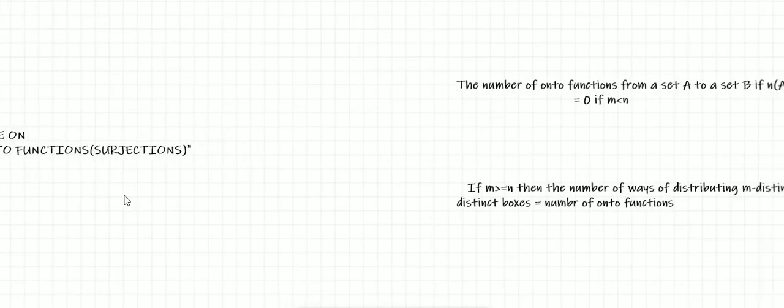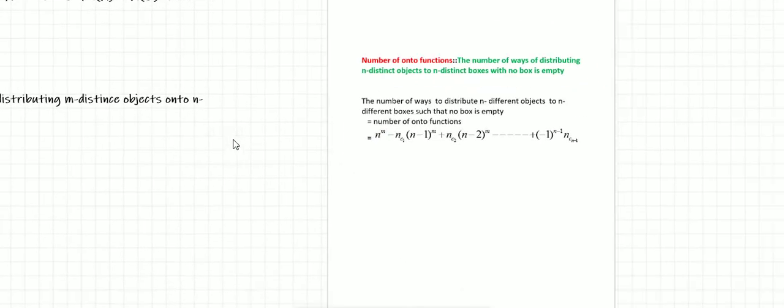In this lecture, we are going to talk about the number of onto functions from a set capital A to a set capital B, if the number of elements of capital A equals m and the number of elements of the second set B is n. It is 0 if m is less than n. If m is greater than or equal to n, the number of onto functions is n raised to m minus nC1 times (n minus 1) raised to m plus nC2 times (n minus 2) raised to m, and so on, plus or minus (minus 1) raised to n minus 1 times nC(n minus 1).